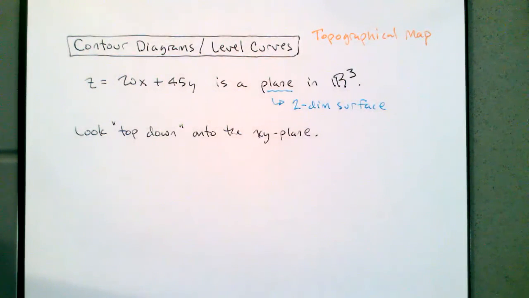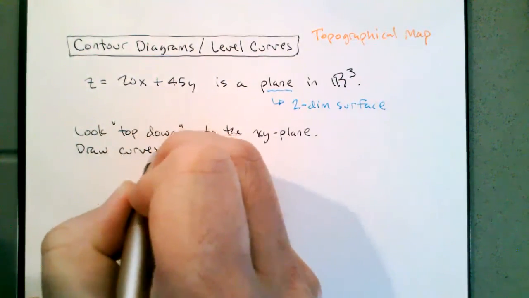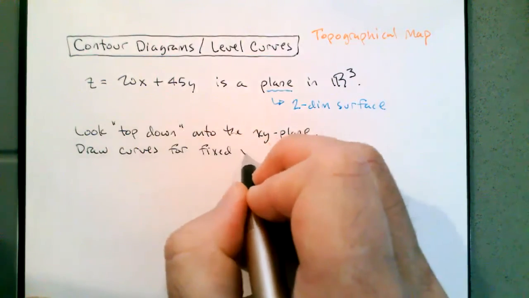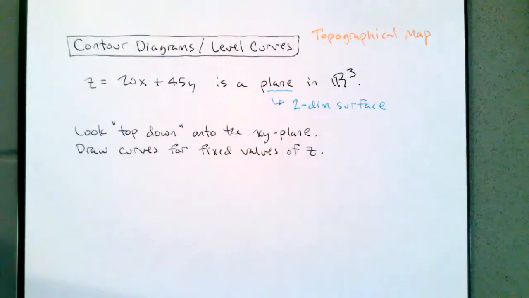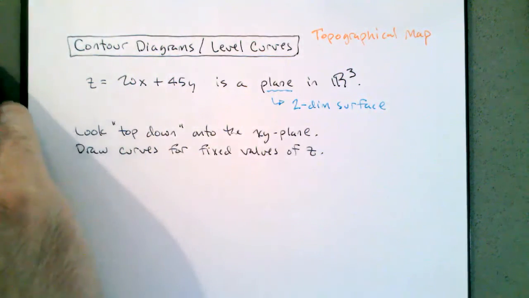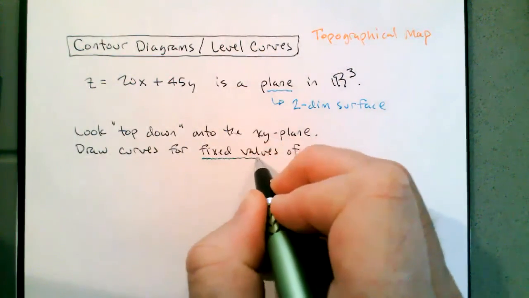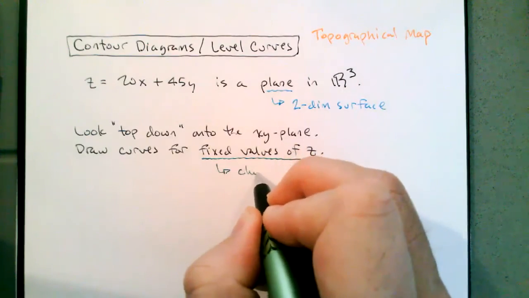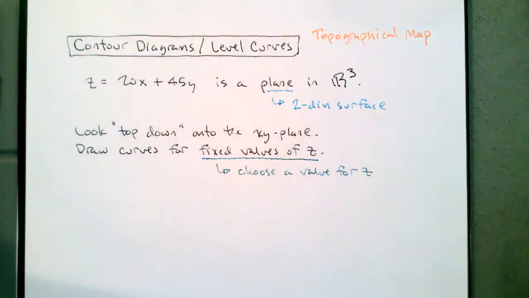And we're going to draw curves for fixed values of Z. Draw a curve for a fixed value of Z. Notice that when we pick a value for Z and put it into the equation, we get an equation in X and Y. So if we choose a value for Z, we'll get an equation in X and Y.